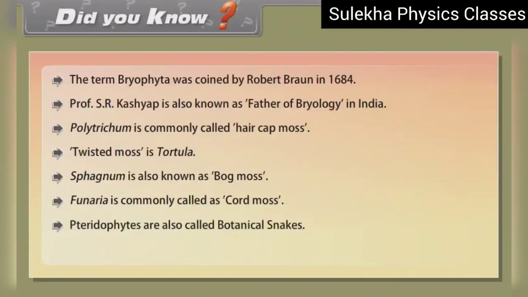Pteridophytes are also called botanical snakes. Ernst Haeckel coined the term pteridophyta.